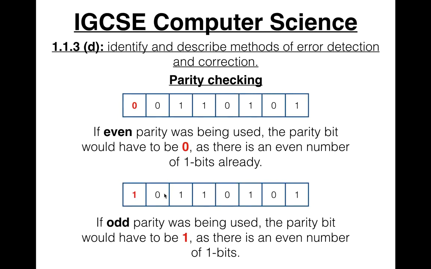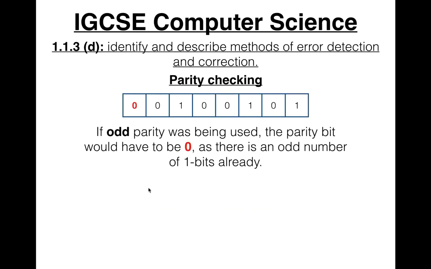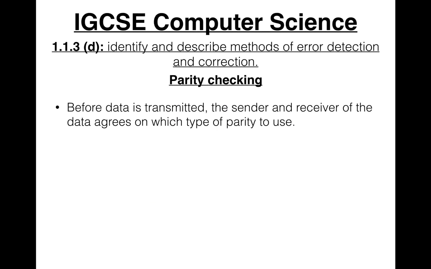If odd parity was being used, the parity bit would have to be 1, as there is an even number of 1 bits. So 1, 2, 3, 4 plus 1 makes 5, and 5 is an odd number. And the same with this and this. So hopefully you get the idea.